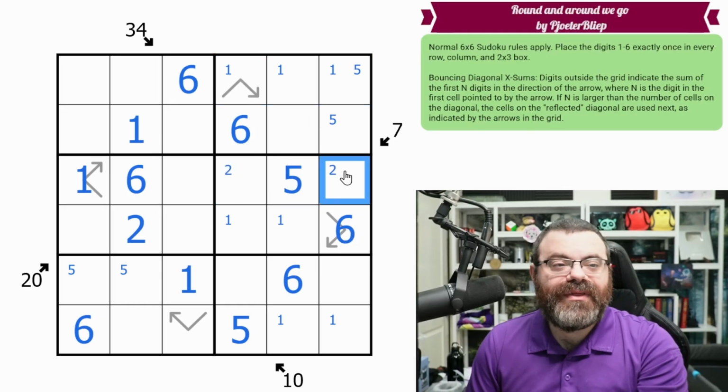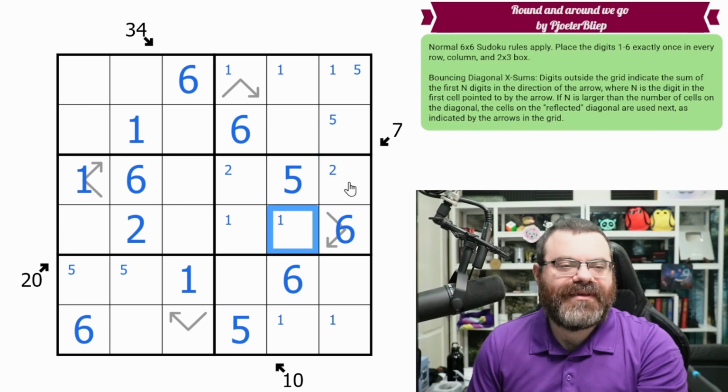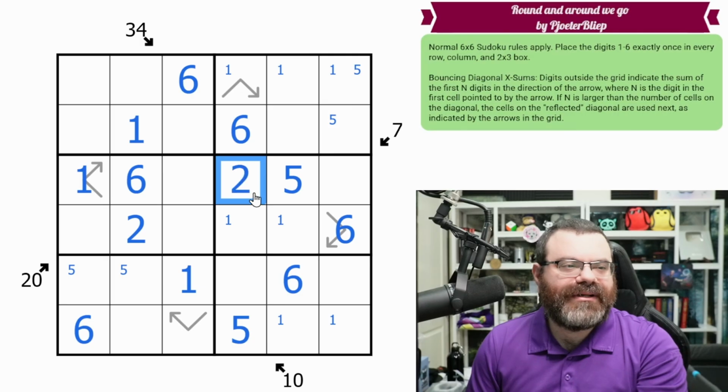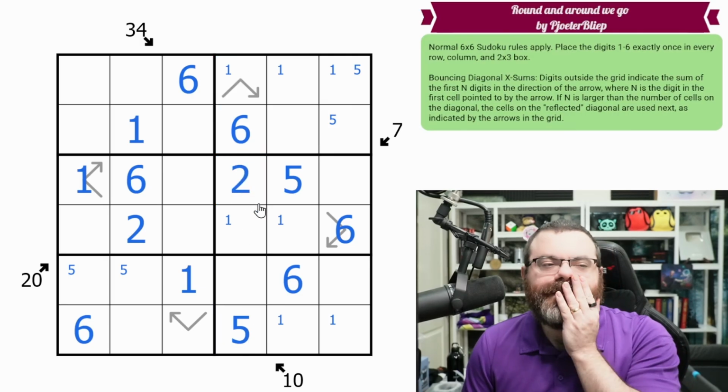Oh, actually, okay. So we know this isn't a 2, because then we would take these 2 cells, adding to 7. We need to use a 5 here, and this can't be a 5. So that places the 2 here. Is there more with 2's? I don't think so. Okay.